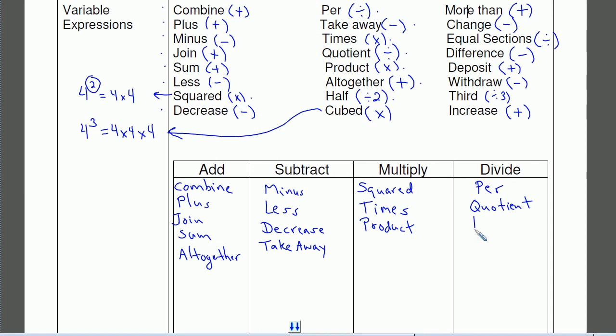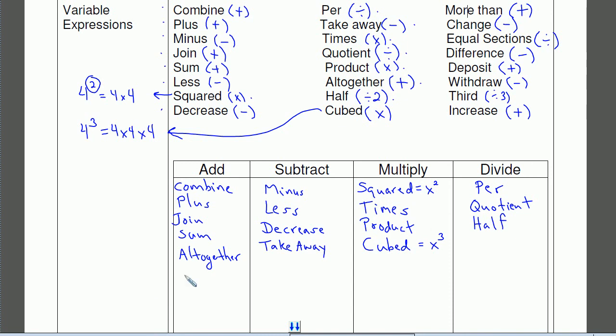Half, that's dividing by 2. Cubed, that's multiplication, that's 4 times 4 times 4, that's to the third power. So that's going to be here multiplied. Okay, and I'm going to put an example here. I'm going to put x squared for squared, and for cubed it would be x to the third power. So just a little example to remind you what those two mean.